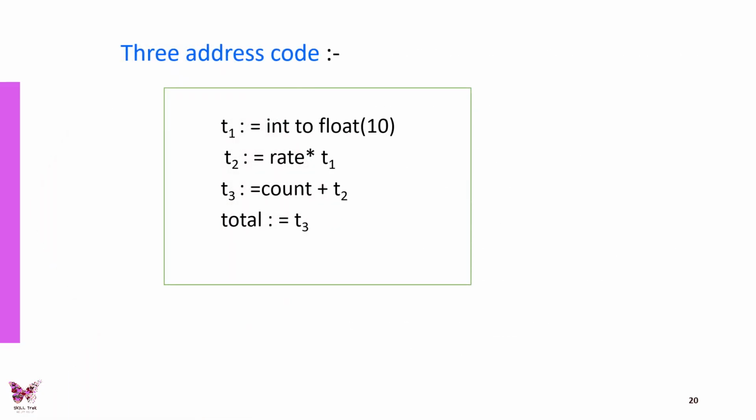The three address code consists of instructions, each of which has at the most three operands. There are certain properties which should be possessed by the three address code. Each three address instruction has at the most one operator in addition to the assignment.